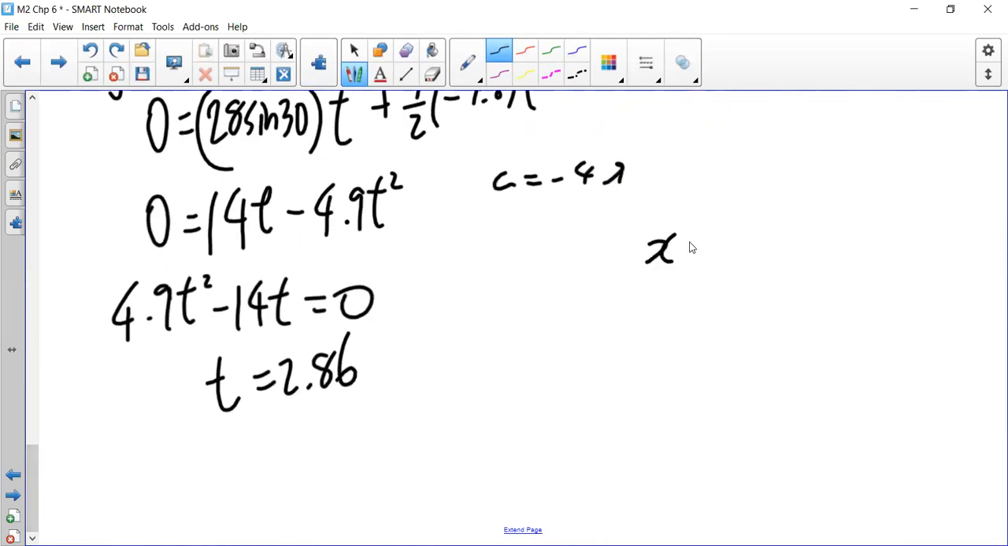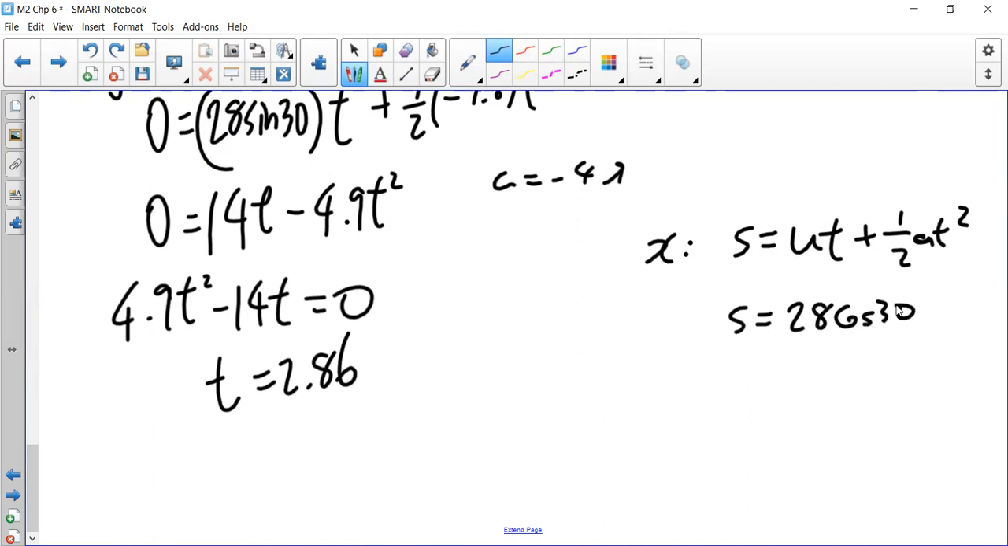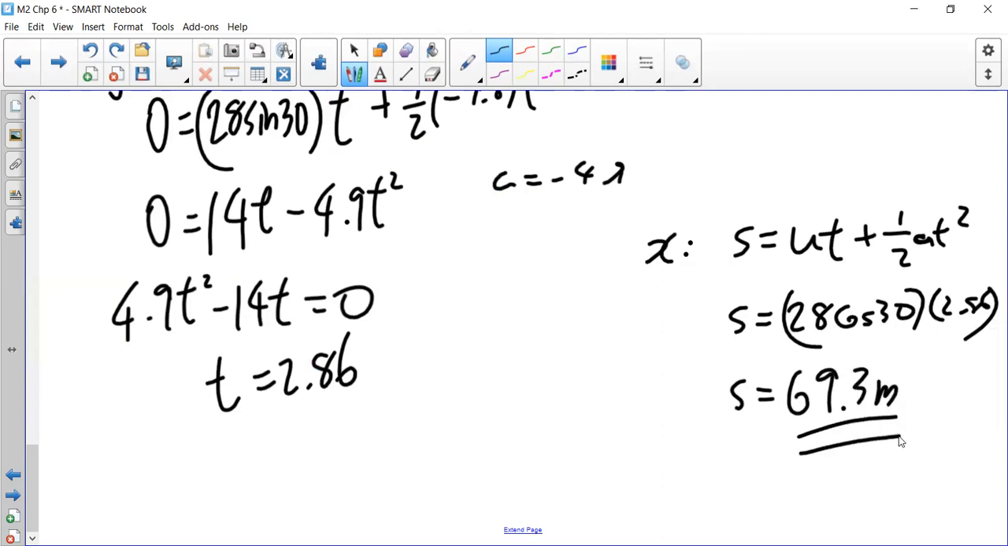So in the x column, we now have the value of t. So we can do s equals ut plus a half at squared. And s will equal u, 28 cos 30, times the 2.86 we've got, plus half at squared, but we know a is 0, so that's gone. So if we do that, we times it by 28 cos 30. Then we get the answer 69.3 meters.